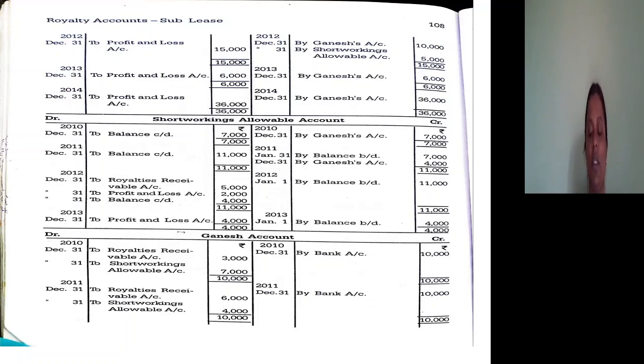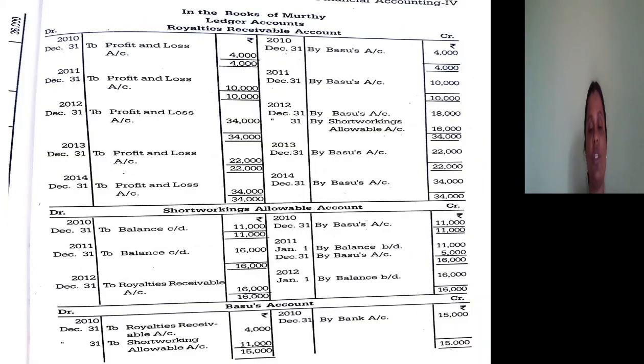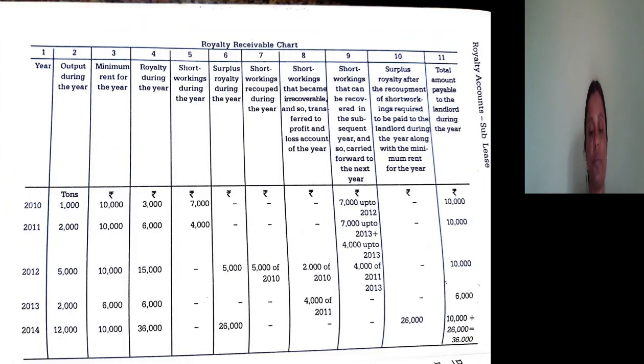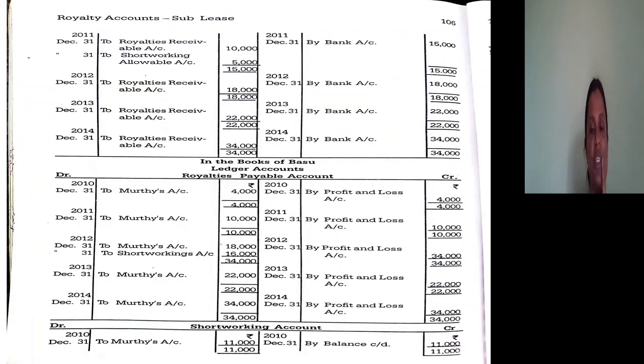So in 2013 the situation is entirely different. What is the situation? You just look at this. There is a minimum rent, and royalty will take care of all things. Royalty and minimum rent are equal, because minimum rent is equal to royalty. So as royalty is equal to minimum rent, it is the third situation.